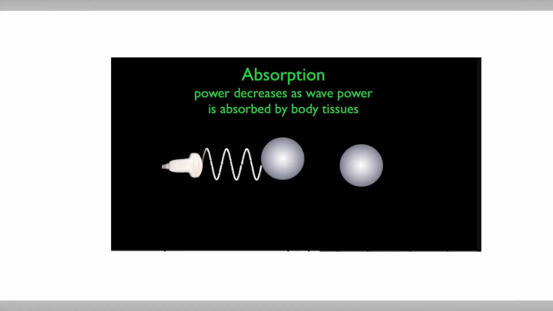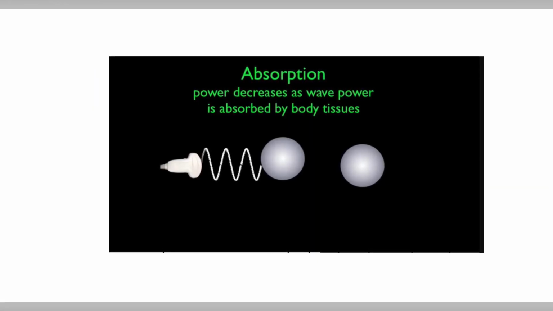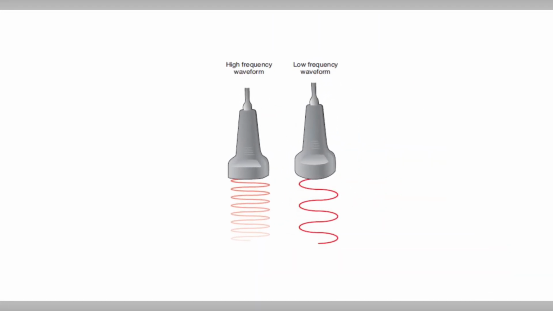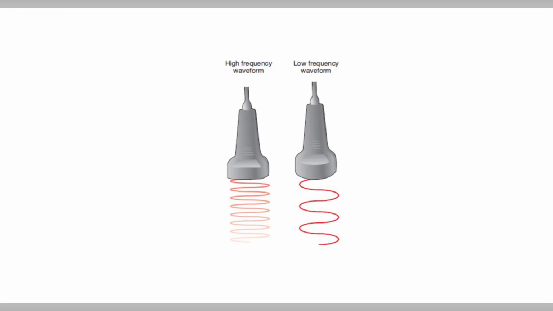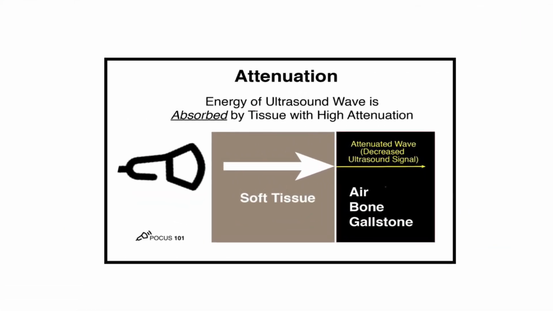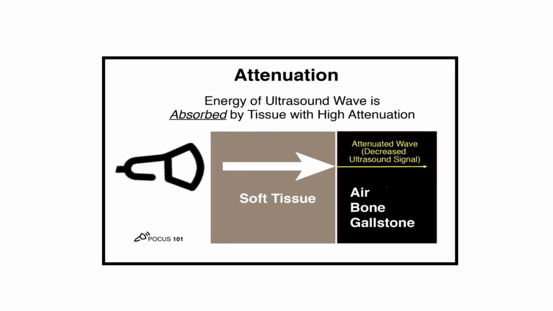Absorption happens when ultrasonic energy is converted into another energy form such as heat. With absorption, higher frequency waves attenuate more than lower frequency waves. A good example of absorption in ultrasound is seen with bone, which undergoes extensive absorption.